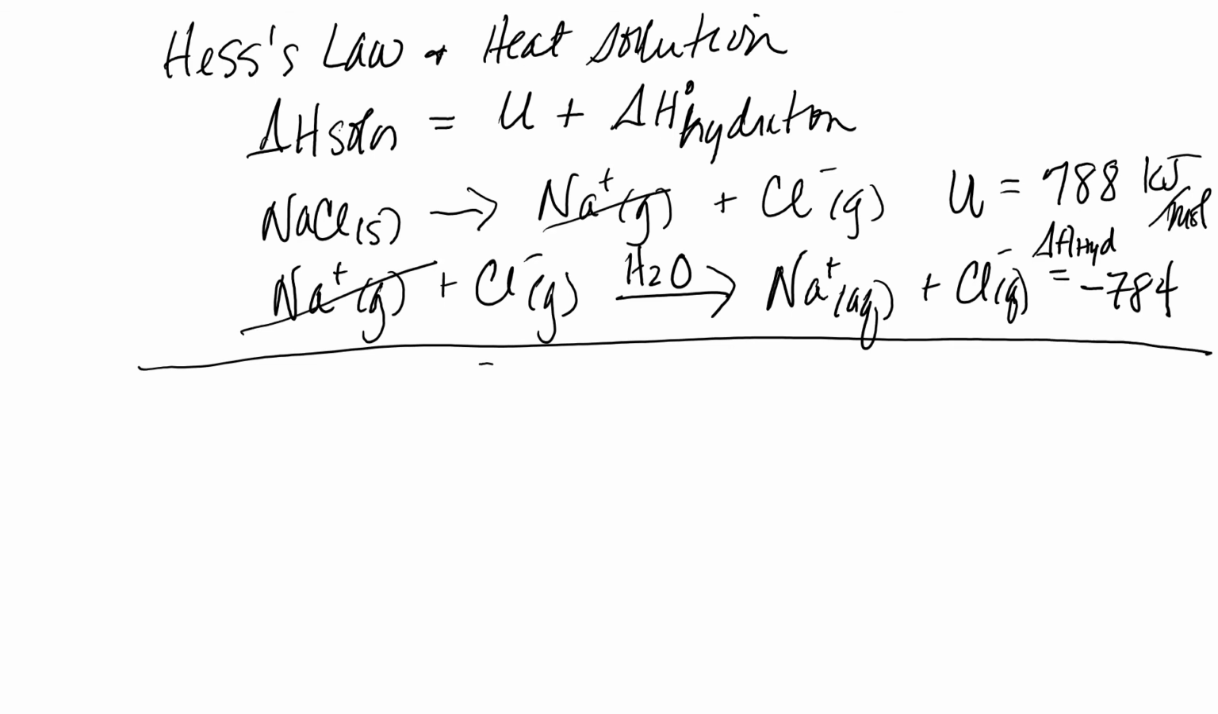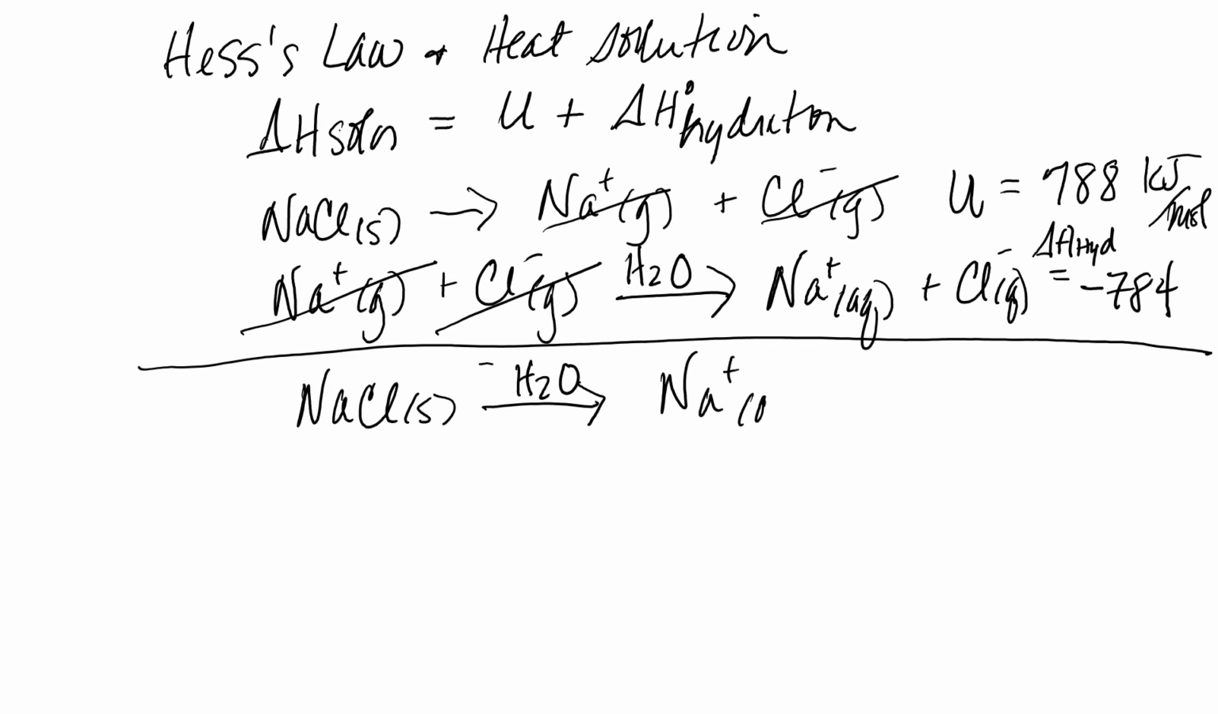So now we can sum these. Sodium gaseous ions cancel, gaseous chloride ions cancel, and we get NaCl solid. Do show that water here. We have sodium ion, aqueous, and chloride ion, aqueous. And the delta H of that solution then is 4 kilojoules per mole.